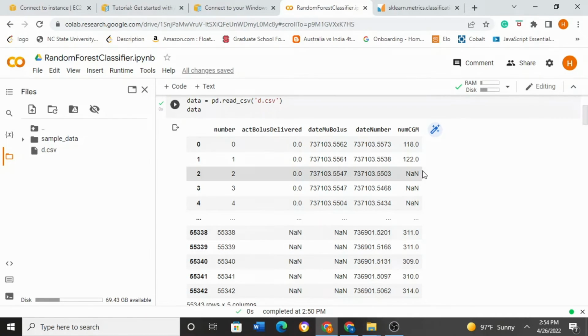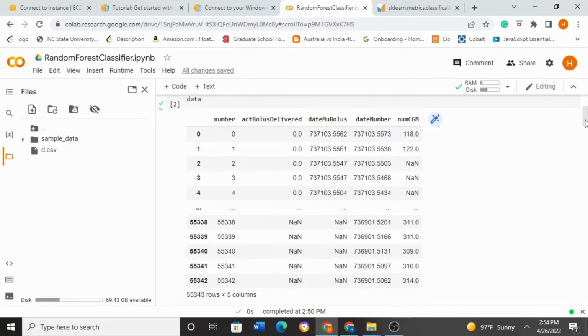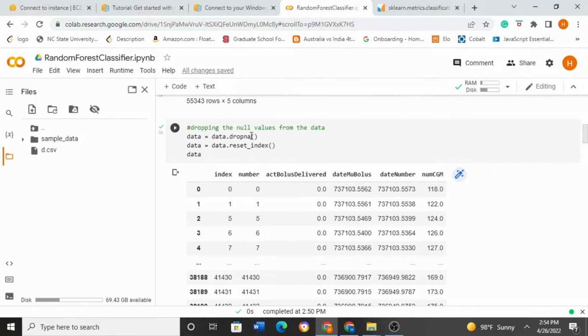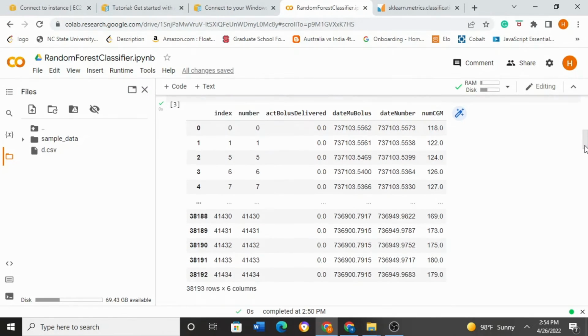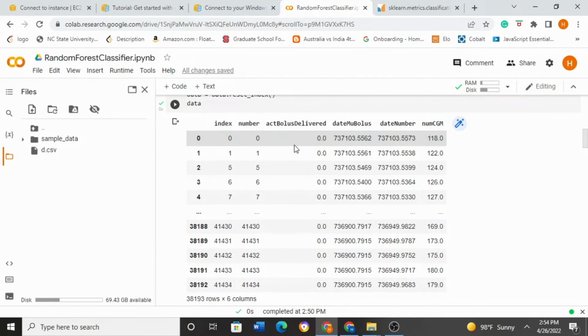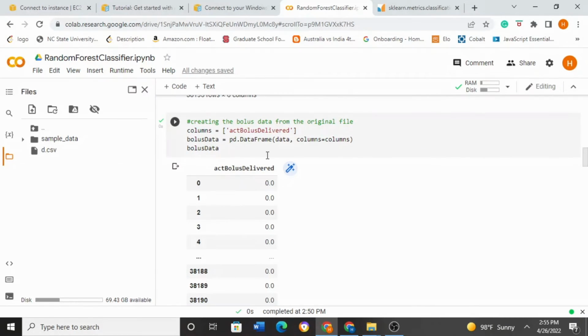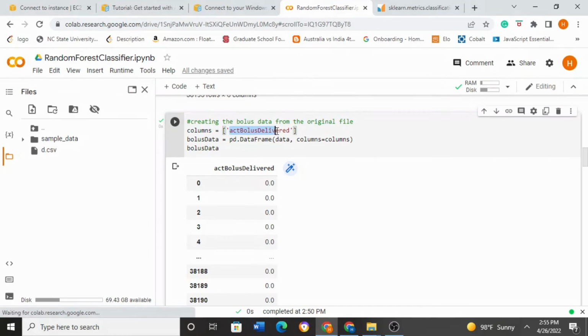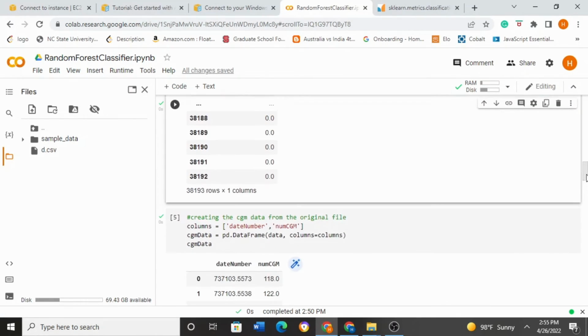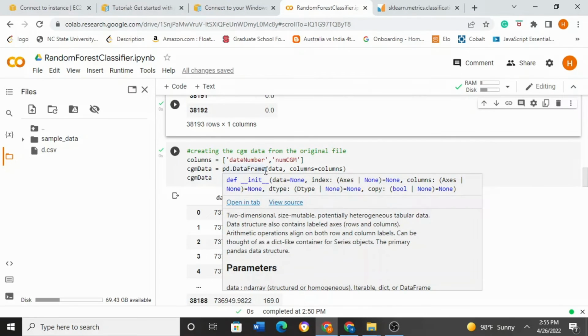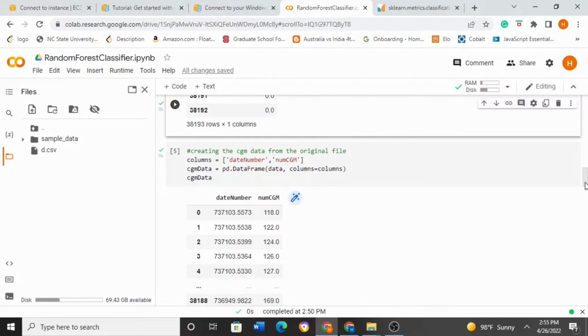As we can see, the data has many null values. So to get better accuracy of our model, we need to remove these null values. So we drop the null values using dropna. And now our data does not contain any more null values. The data consists of two parts, that is the bolus data and our CGM data. So I divided the data into two data frames, one containing the bolus data, that is act bolus delivered, as you can see, and the second one is the CGM data, which contains the date number and the num CGM values.